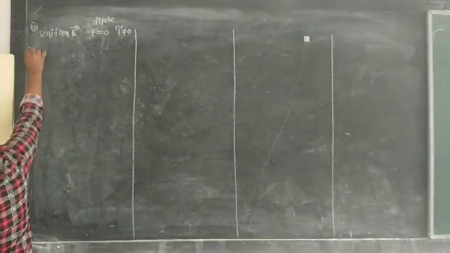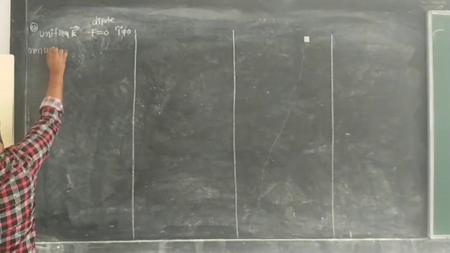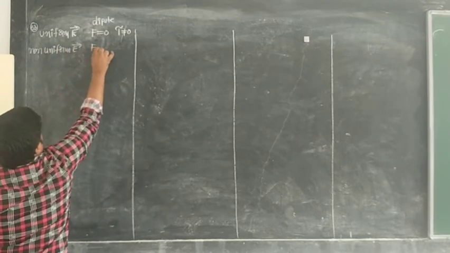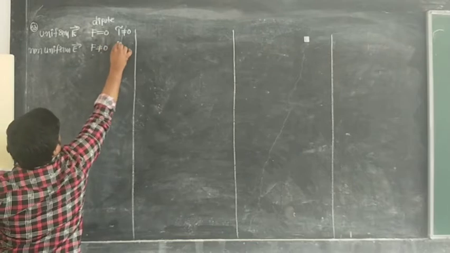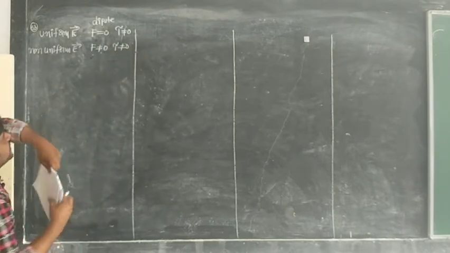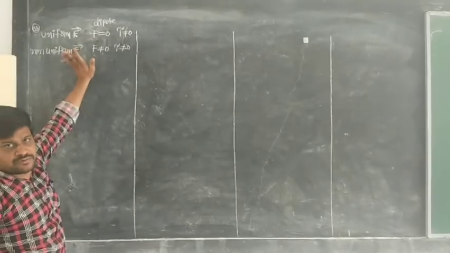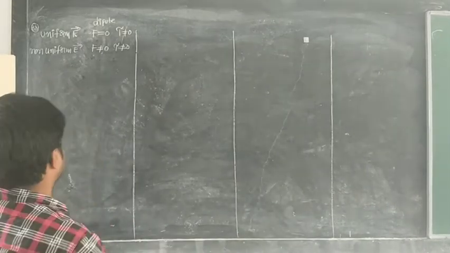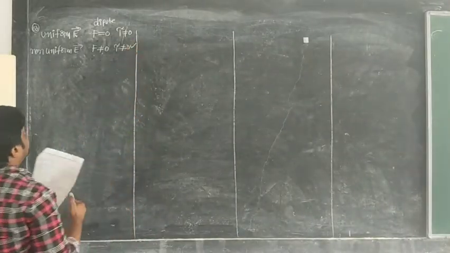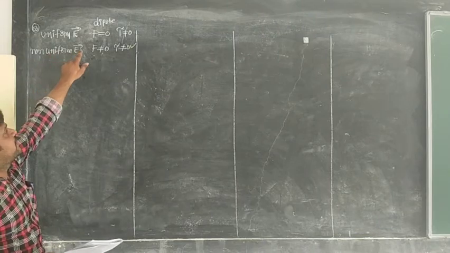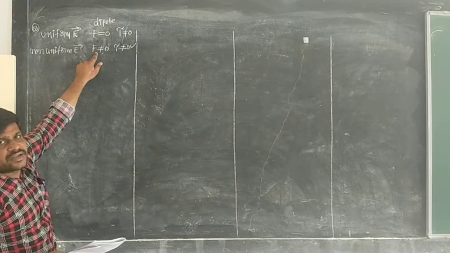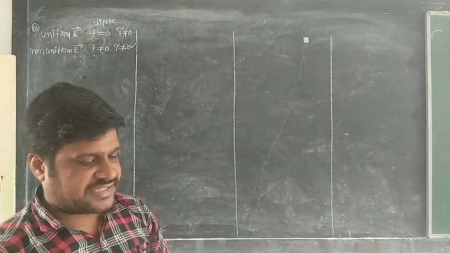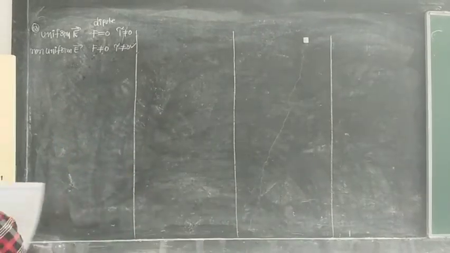Suppose we come to the case of a non-uniform electric field. In a non-uniform electric field, the dipole experiences force as well as torque. Here the net force is not equal to 0. This is the non-uniform electric field they have asked about in the question. That means in a non-uniform electric field, an electric dipole has net force and torque. So which option is correct? Option A is correct.